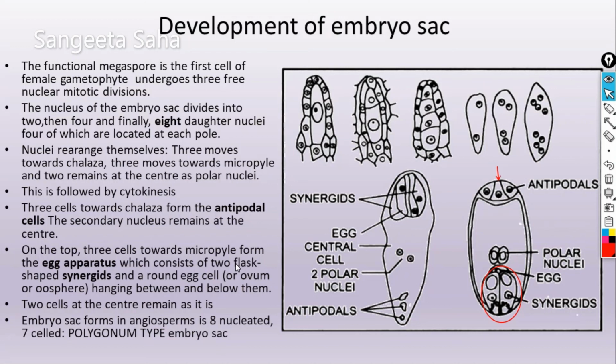In the next part, we are going to see how the male gamete that has been formed is transferred from the anther to the female reproductive part, that is the stigma. This process is known as pollination.